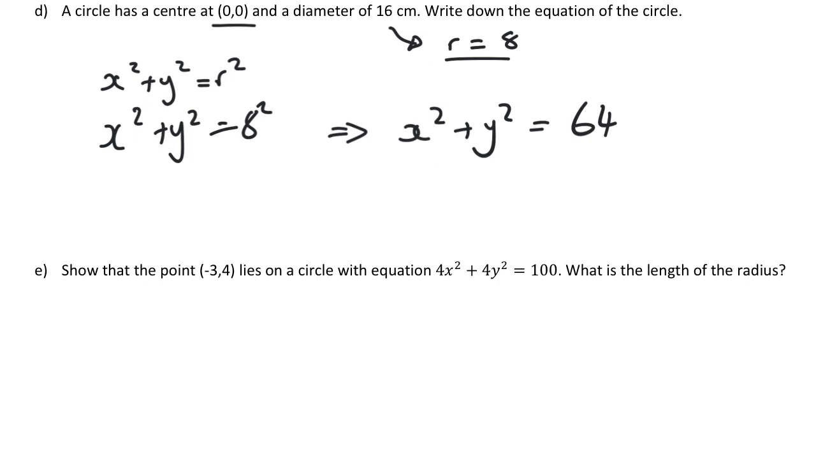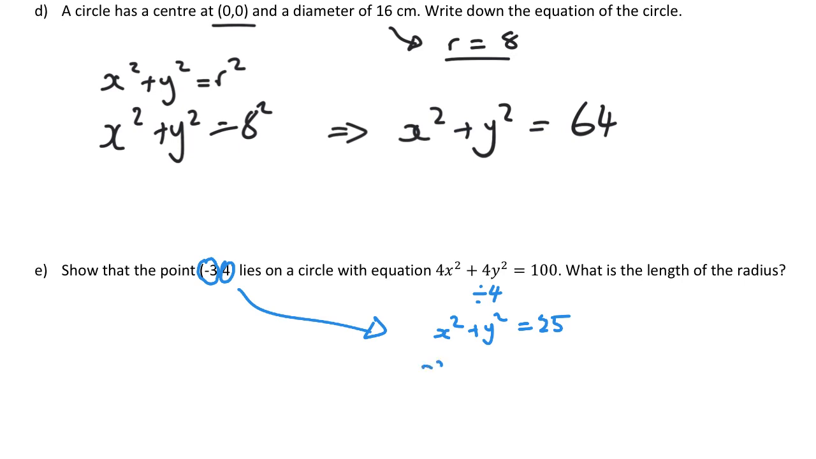Example E, show that the point minus 3, 4 lies in a circle with the equation 4x squared plus 4y squared equals 100. Now, this might not look like the equation of a circle, but what we can do is divide by 4, and we could have x squared plus y squared equals 25. So that is of the form of a circle. To show a point lies in a circle, what we need to do is substitute in both points, both x and y, into the equation, and if the answer makes sense, then the point is on the line. If it's something that doesn't make sense, then it won't be on the line.